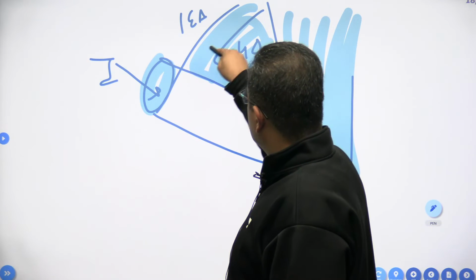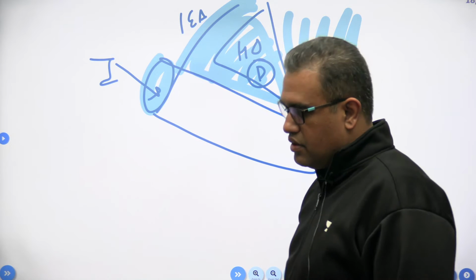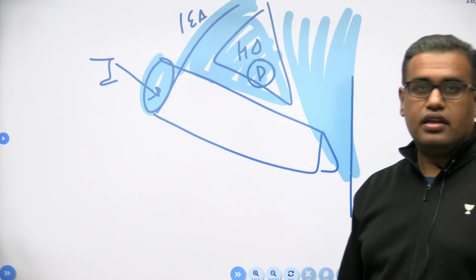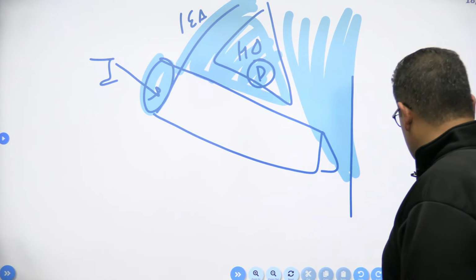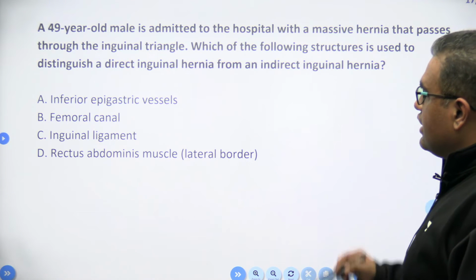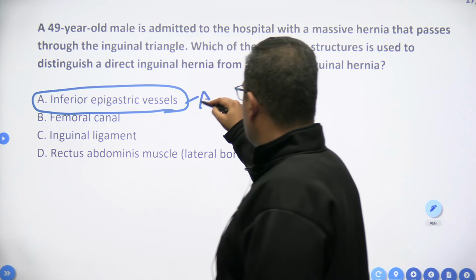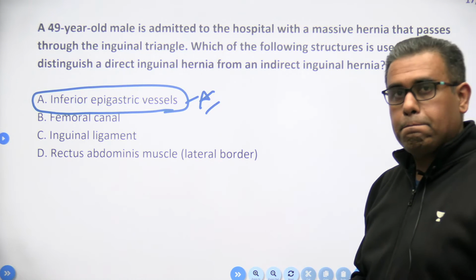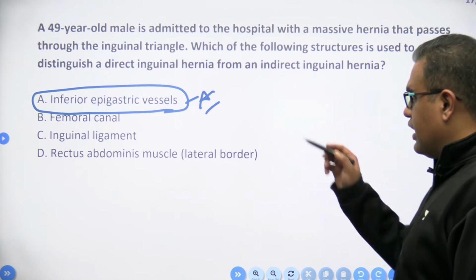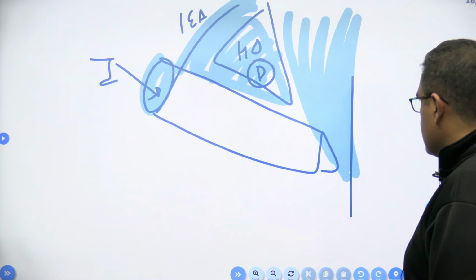What is between them? Is there any structure between them? This is the structure: the inferior epigastric artery. That is a branch of the external iliac artery. Also do remember that small point. Is there an option for it here? Yes, this is the answer. So it's a branch of the external iliac artery. Remember that small thing also.